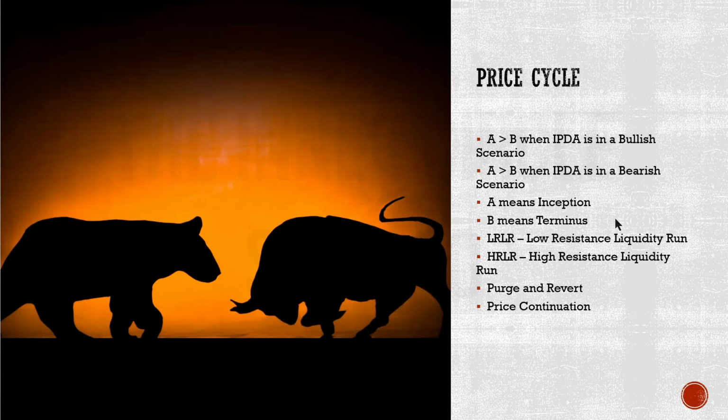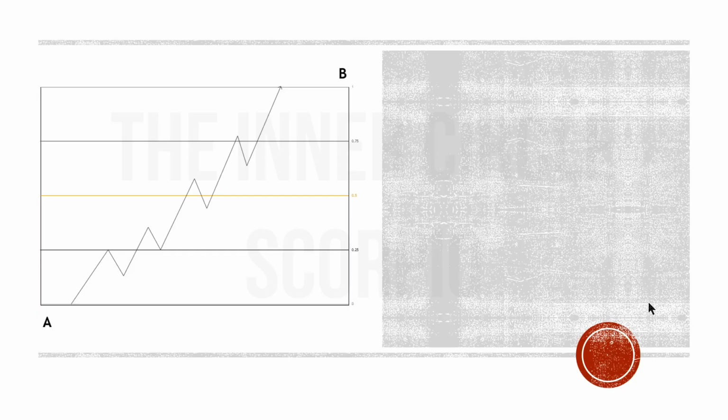And then a few things that are extra, which is we'll talk about low resistance liquidity run, we will talk about high resistance liquidity run, and these two concepts we already talked about. We will just reinforce them here: purge and revert and price continuation.